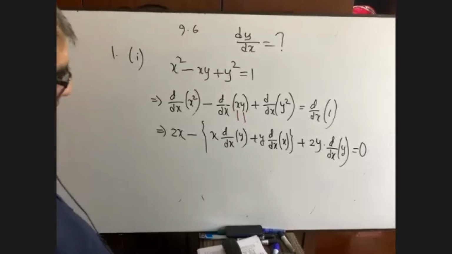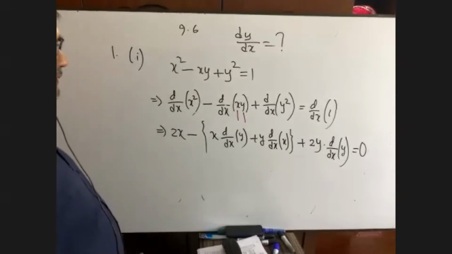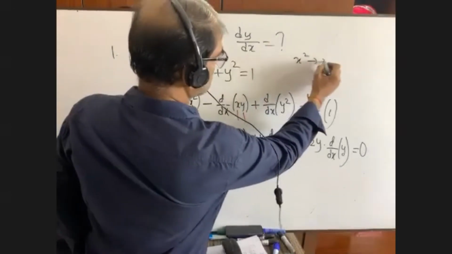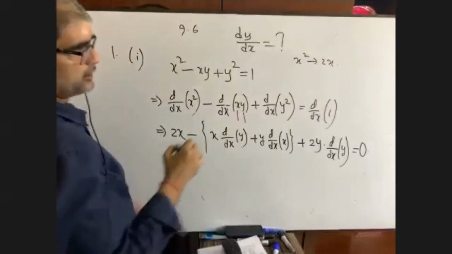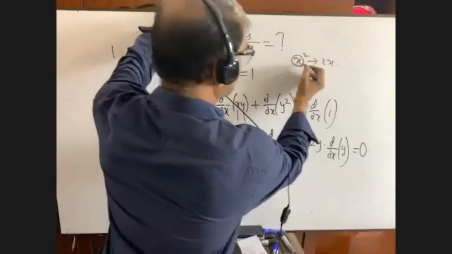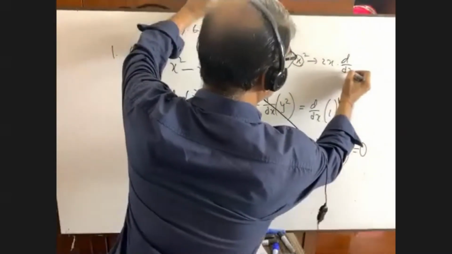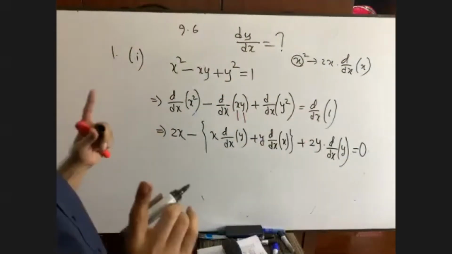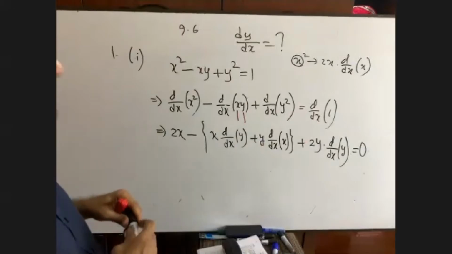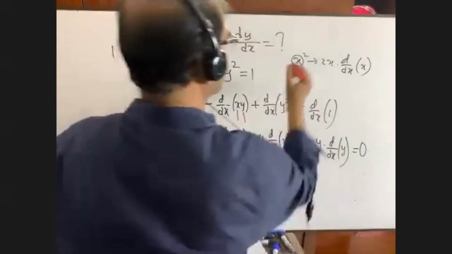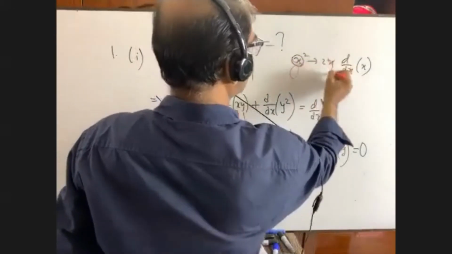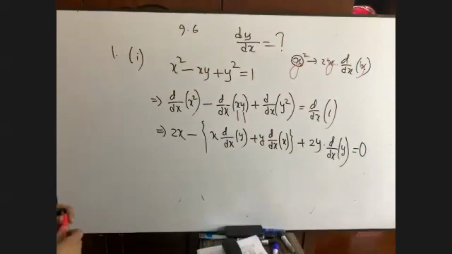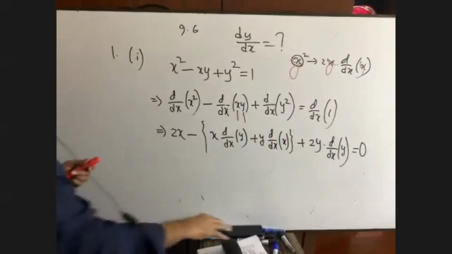Sir, I did not understand the differentiation of y square. Y square. What is x square? 2x. 2x. Then you differentiate again this x. What will be? D by dx x. Am I right? Talk to me. Okay. Now, if it is y, then it is y, then it is y, right? Yes, sir. Okay.